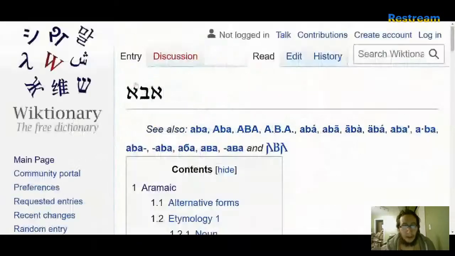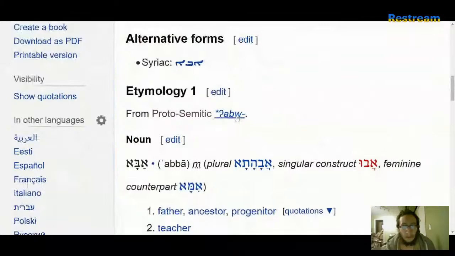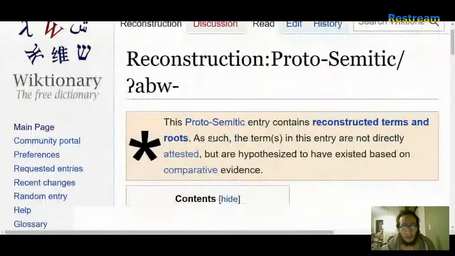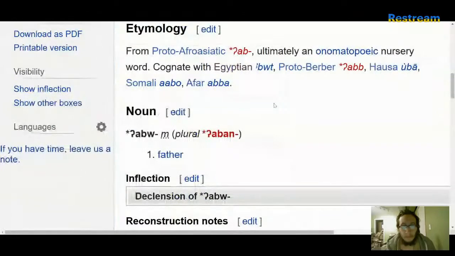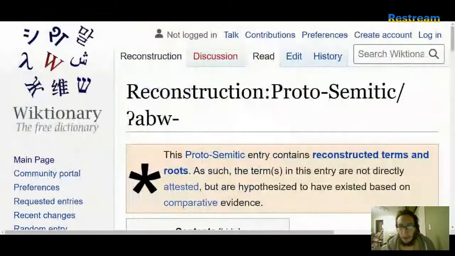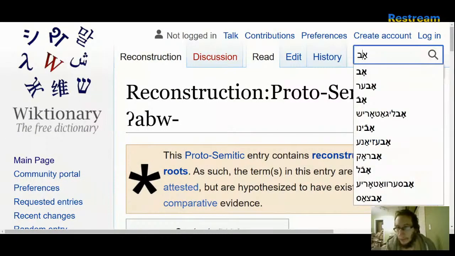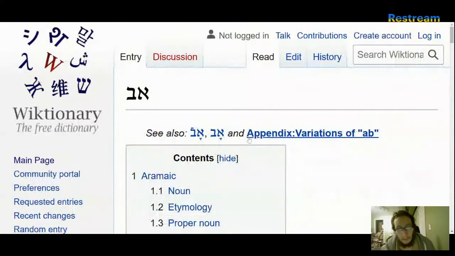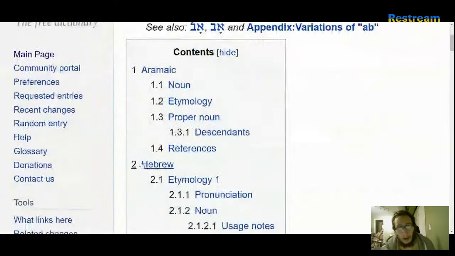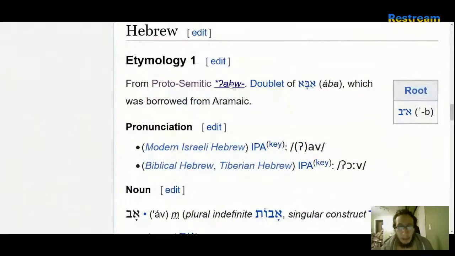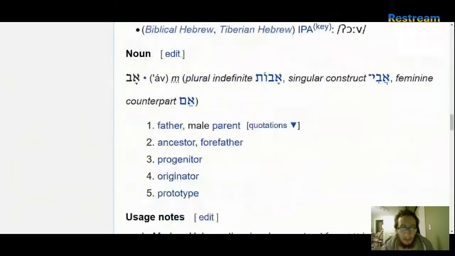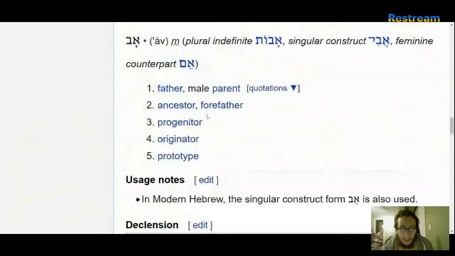okay, it's from the Aramaic. I just want Ab, so hold on. I can just copy and paste the Hebrew. That's what I'll do. So let me paste that word right here. Okay, so Hebrew. It comes from the same Proto-Semitic. Okay, so we click this. Well, first, see, it's the same thing. Father, originator, what I said before.